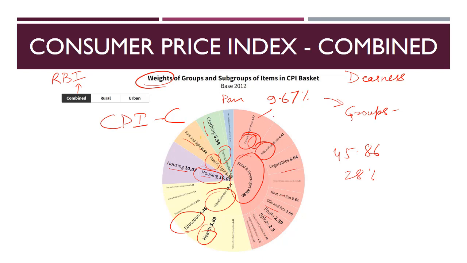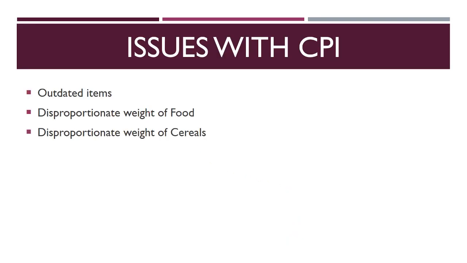Please remember, for the purpose of this article, we need to remember that cereals is having 9.67% and food and beverages is having 45.86%. So now on the basis of this, we have developed an understanding of our article. On the basis of that, let us understand what are the basic issues, what are the basic problems which are associated with the CPI. The first issue with CPI is that many of the items which are contained within these commodities are outdated.